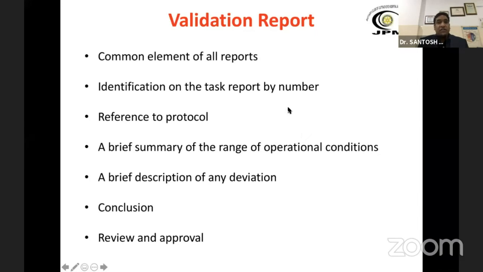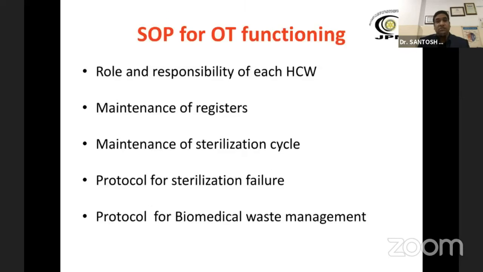The validation report must have a common element for all the reports, with an identification mark, a number, and a protocol reference should always be placed. A brief summary of the range of operational conditions should be mentioned, with a brief description if there is any deviation from the usual process mentioned in the SOP. And there needs to be a conclusion line, and all reports should be reviewed and approved by the hospital authorities.